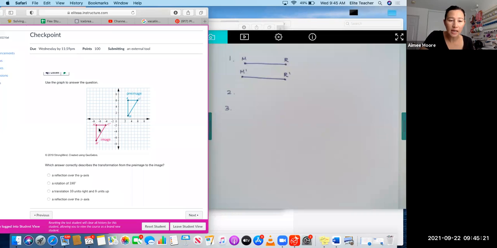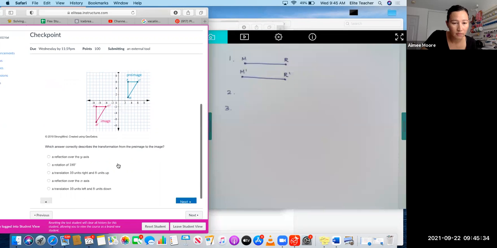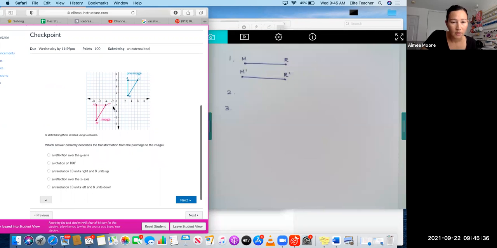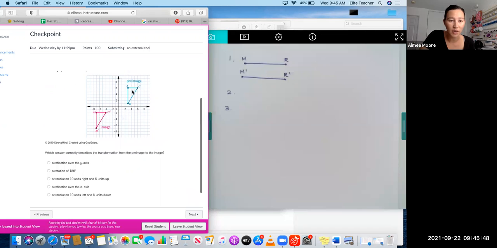We just slid our pre-image, this triangle. We moved it 10 units right and 8 units up. Even though it should be, oh, it's this one, 10 units left and 8 units down. Oh, they tricked us. Sorry, we didn't see those last two. And you guys got it right. It would be 10 units left because here's the pre-image. So it's 10 units to the left and 8 units down.